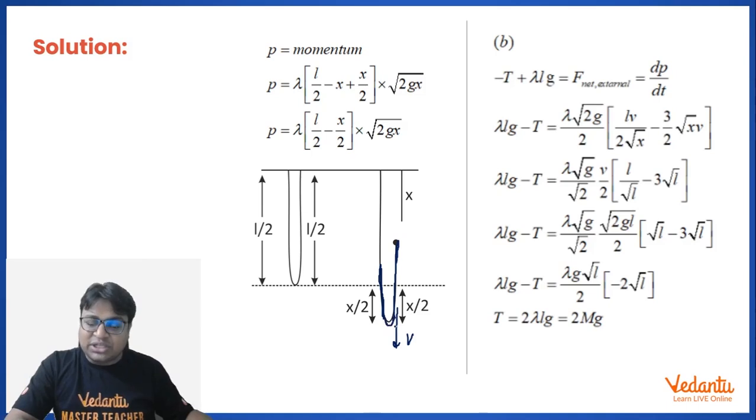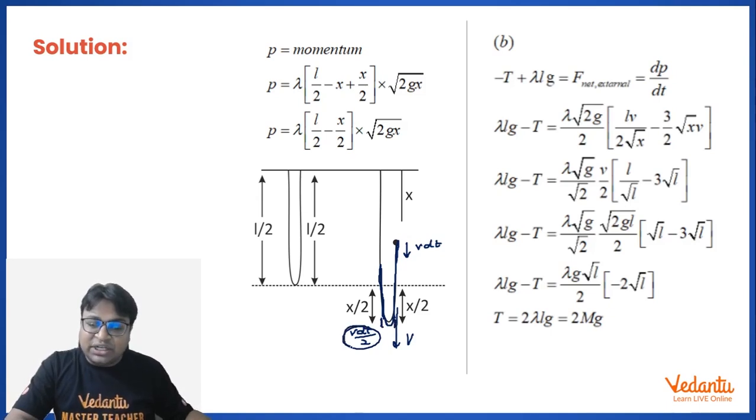All right, so what is happening basically, in the next dt duration this end would have fallen by a distance of v dt, and out of this v dt, half of the length would have come here, so v dt by 2, this much length would have come here, and the remaining would still be here.